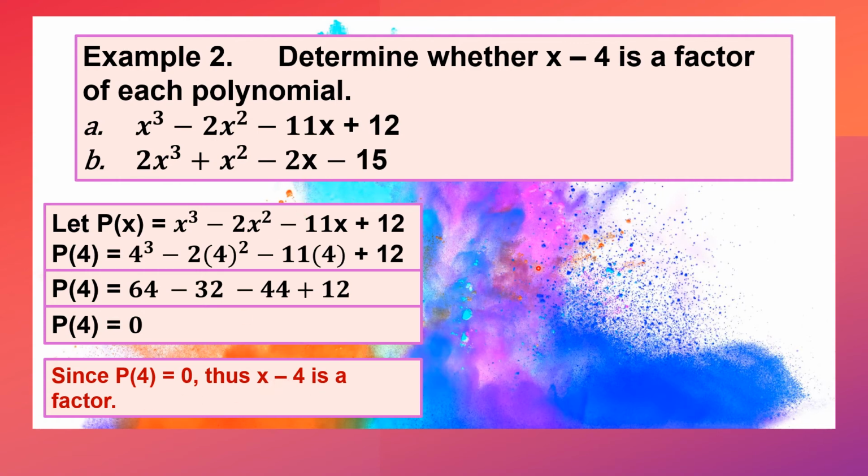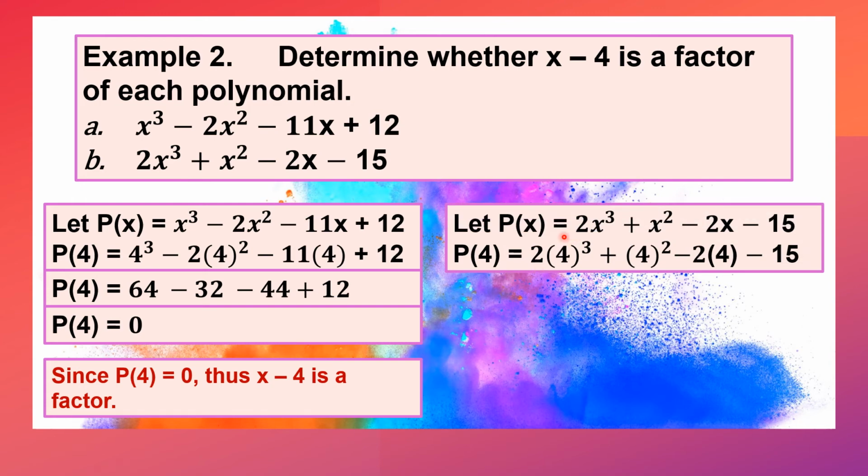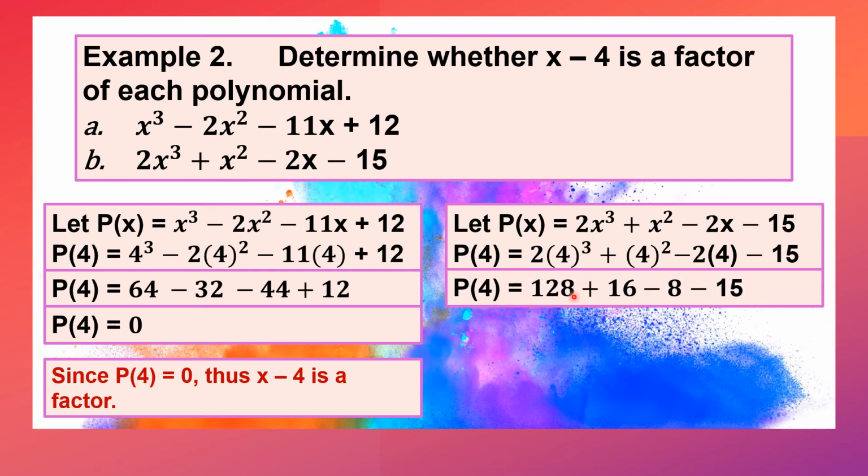Let's have letter B. Again, the value of x is positive 4. So, let us change all x into positive 4. Simplifying this, we have 4 cubed is equal to 64 times 2 is 128.